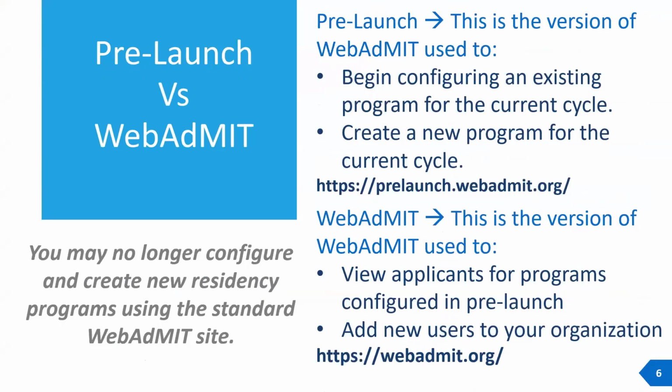Pre-launch, this is the version of WebAdMIT used to begin configuring an existing program for a current cycle. So this is where you'll actually update and say, we're looking for people to apply on such and such a date. And by the way, we want to update our info about who our program director is. You can also create a new program for the current cycle. So for example, if you've only hosted orthotic residencies the last 3 years and suddenly you're thinking, we have enough prosthetic patients that we could do a prosthetic residency too, you can create a new program using pre-launch as well.